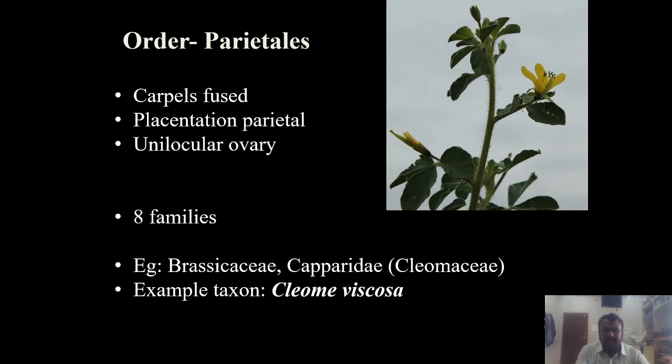Under Parietales, carpels are fused here, placentation parietal, which is a very important character. And unilocular ovary is another important character. And 8 families were recognized in this order. Some examples of families: Brassicaceae, Capparidaceae, etc. Example taxon for this order is Cleome viscosa.